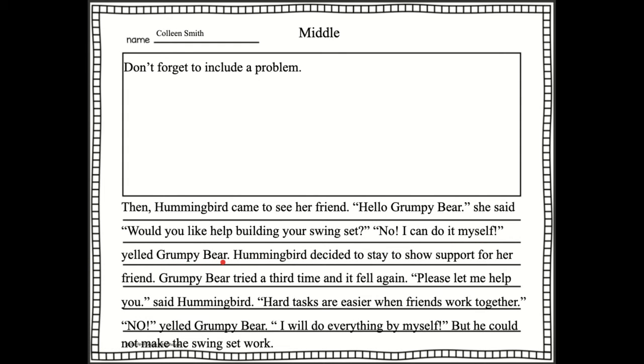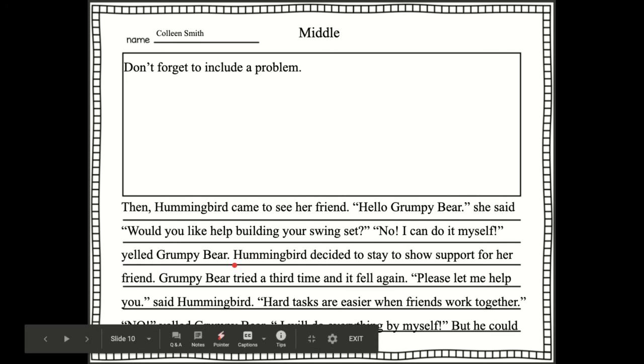Did you notice that I changed up how I used my dialogue this time? I wrote the dialogue for Grumpy Bear. I included my quotation mark showing no, I can do it myself. And this time I wrote yelled Grumpy Bear instead of said Grumpy Bear. It's a stronger word in the shades of meaning. It's a juicier word than just saying he said it. He didn't say it. He is feeling upset, and I showed that by writing yelled Grumpy Bear.